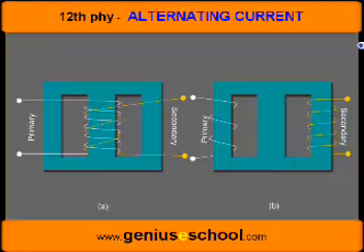Ns by Np. But in an actual transformer, small energy losses do occur due to the following reasons: flux leakage, resistance of the windings, eddy currents, hysteresis.